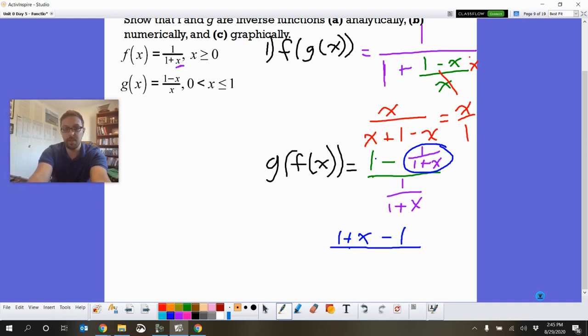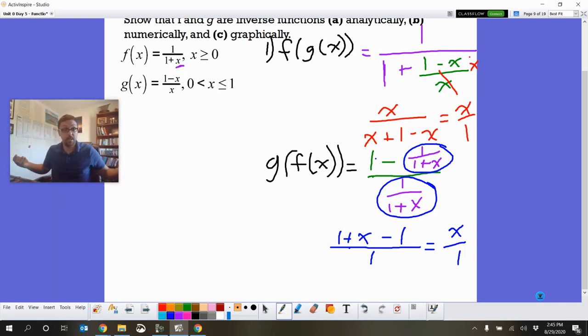Same thing in the denominator. When this is multiplied by 1 plus x, we're left with just a 1. So we end up with 1 minus 1, that's 0, x over 1. Since those both ended up equaling just x, those two are inverses of each other. We have shown that analytically.